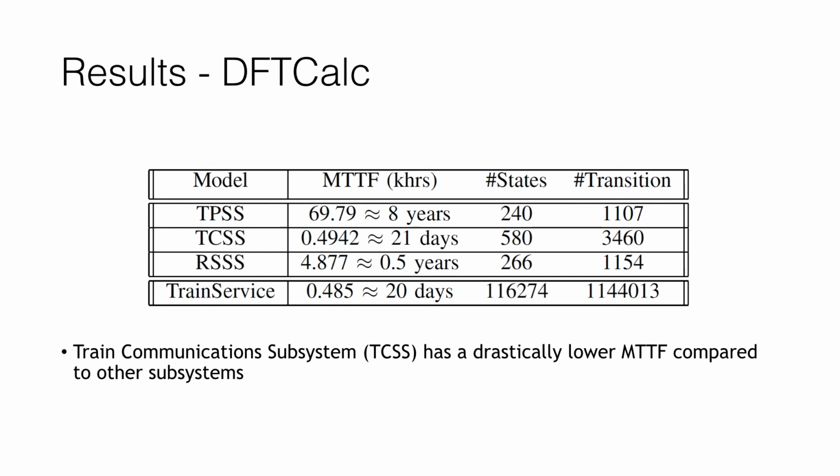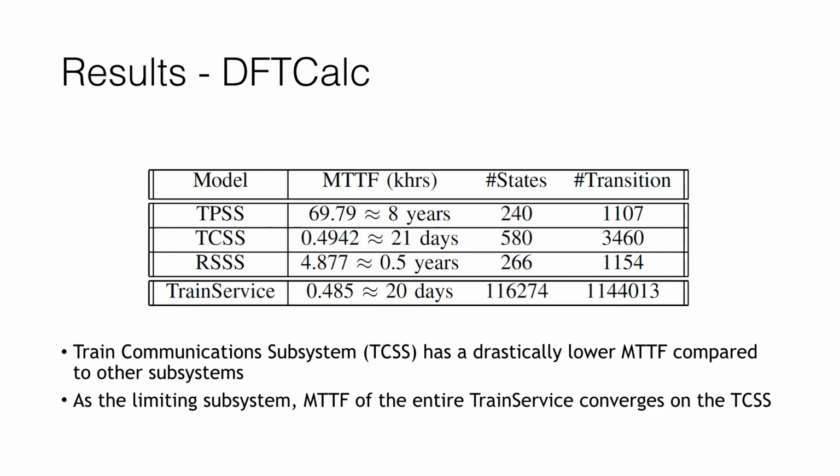You can see that the train communication subsystem has a drastically lower mean time to failure compared to the other subsystems. The train power subsystem is 8 years, and the rolling stock subsystem is half a year. But the communication system is a mere 21 days. And as this bottleneck or limiting subsystem, the mean time to failure of the entire train service converges on that TCSS value.